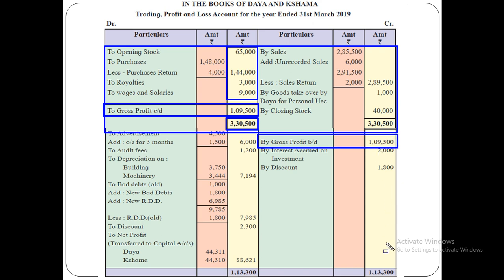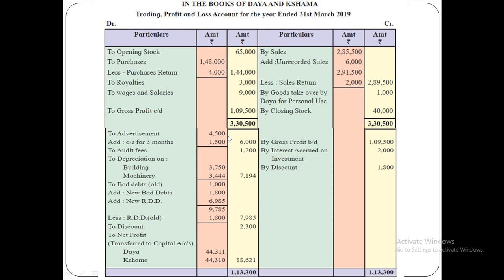Now, totaling of this credit side and totaling of the debit side, then we have to subtract the smaller figure, that is, the total of credit side is 1,13,300, whereas you have to deduct this figure from the credit side, and the result is 88,621 rupees in excess of this total. So this is known as the net profit of the firm.